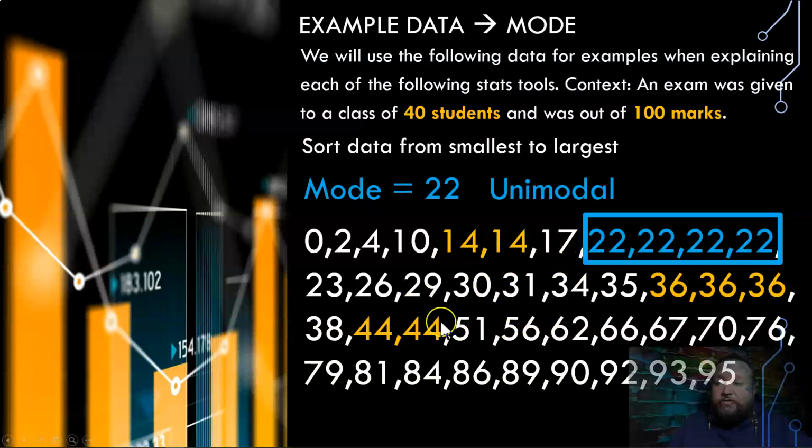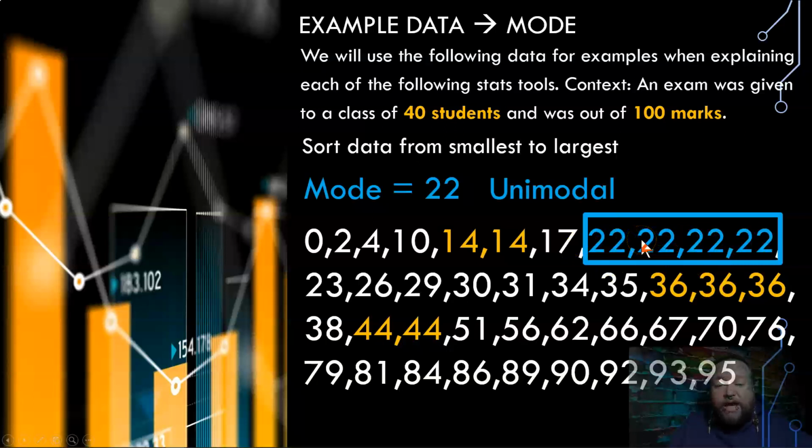So 14, 44, 36, 22. Out of all those highlighted, I then looked at which one had the most in it. In this case, 22 appeared 4 times, so that's the one that appears the most, and that becomes our mode. So our mode for this is 22, and there aren't 2 modes. Looking at the rest, there are only 2 14s, 2 44s, and 3 36s, and there are 4 of these, so there's only 1 mode.